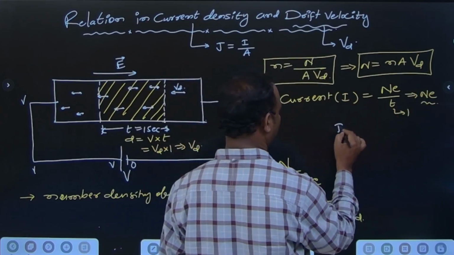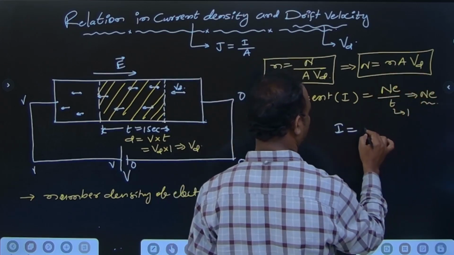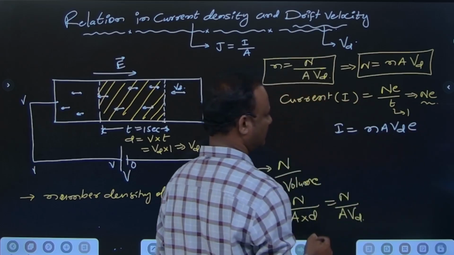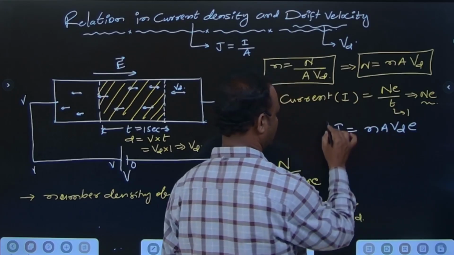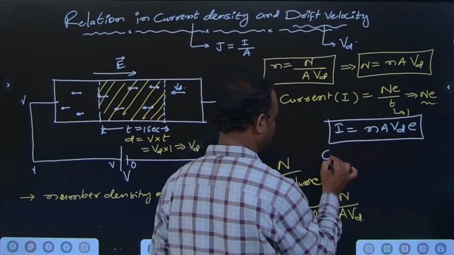So I is equal to N, and substituting, I is equal to n A Vd e, where Vd stands for the drift velocity. This is the current.